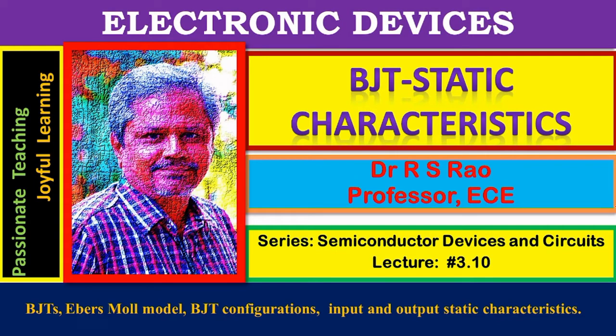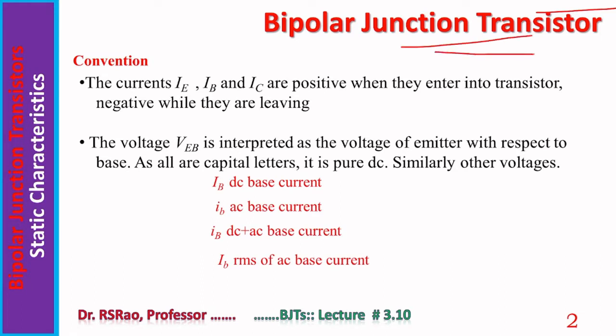Now we move further to study the static characteristics of BJTs in different configurations. Let us start the session by considering the convention. This convention pertains to currents and voltages that are there in a transistor circuit.